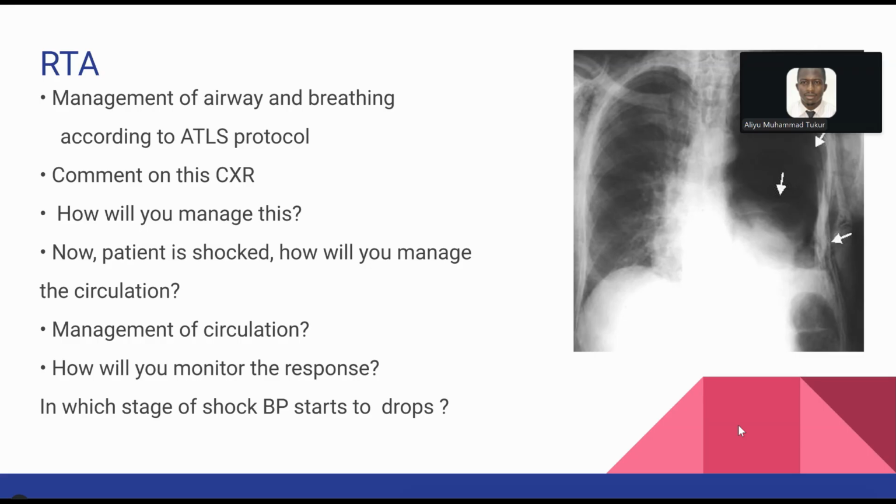So how will you manage the airway and breathing according to the ATLS protocol?